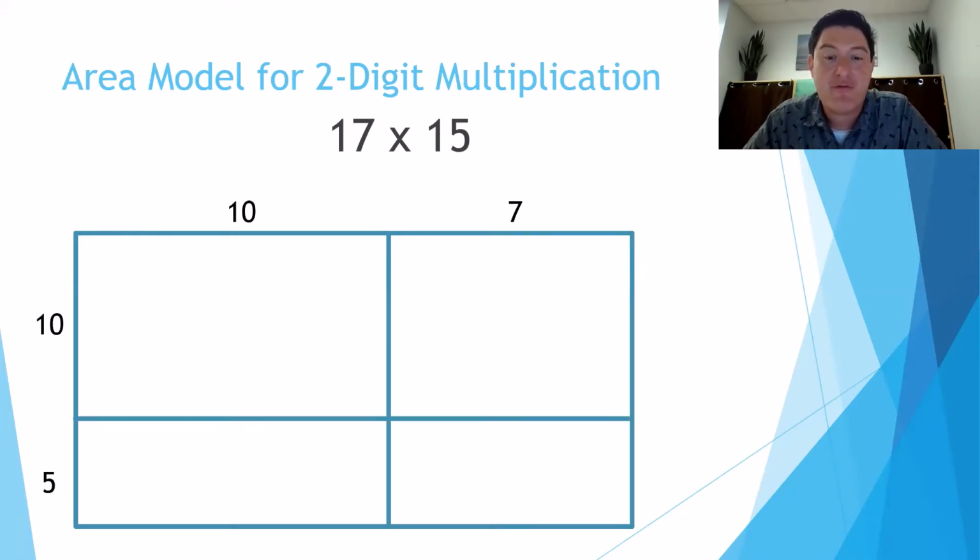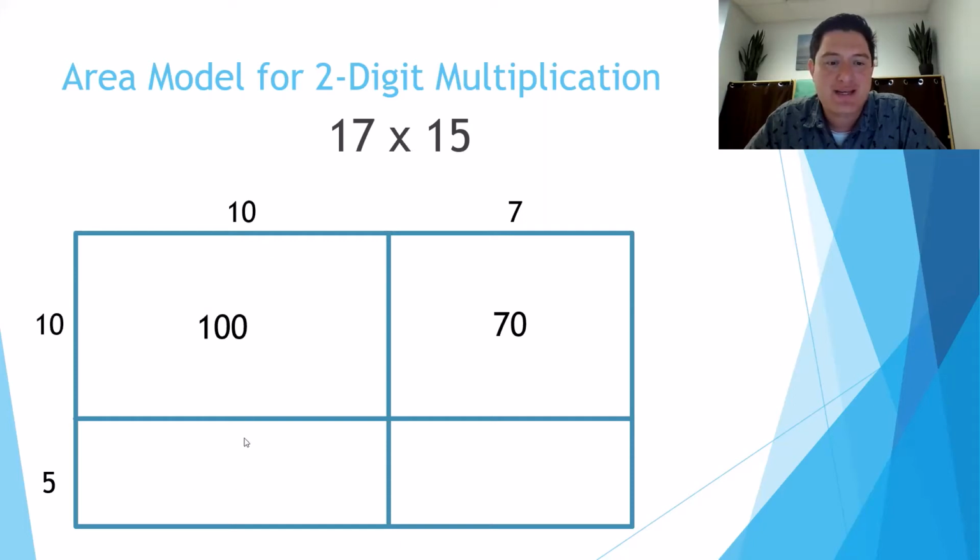And then now I have 4 little boxes. So I can find the area of each one of these boxes, which makes it a little bit easier than just trying to memorize what 17 times 15 is. So this is where you're going to help me. What is 10 times 10? That's 100. What about 10 times 7 over here in this box in the top right? Yeah, that's 70. What about this bottom left box?